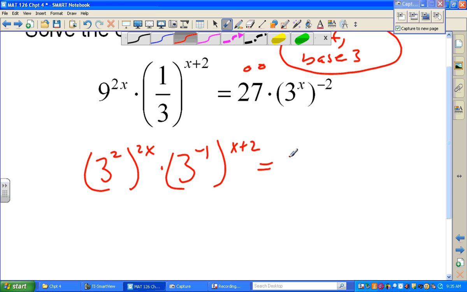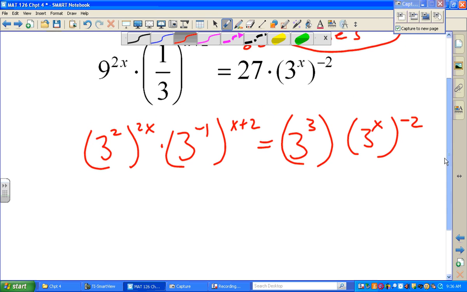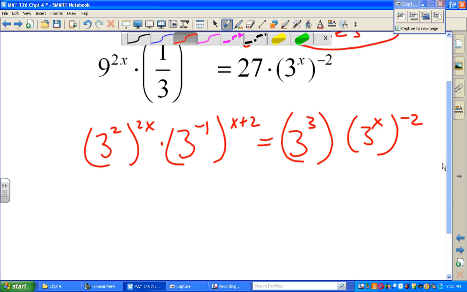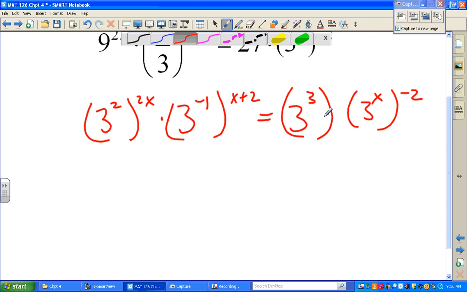Golf's always, for sure. I'm just writing everything with base 3. Everything that was able to be written in base 3, I've written in base 3. Now I'm going to get rid of all the parentheses. Next step. So I went base 3. Now I'm going to remove the parentheses.